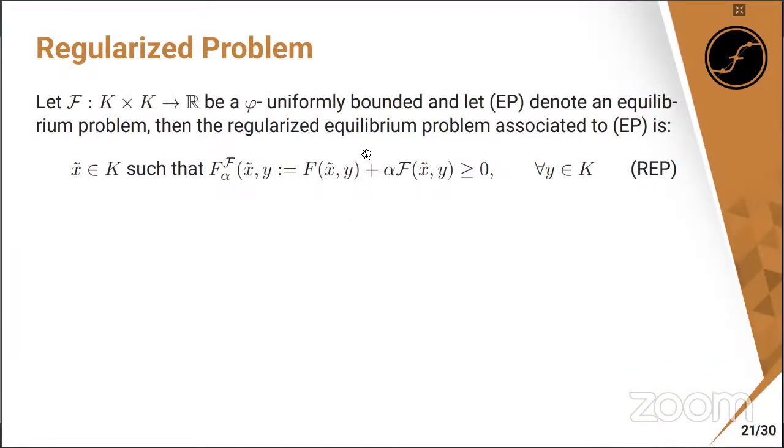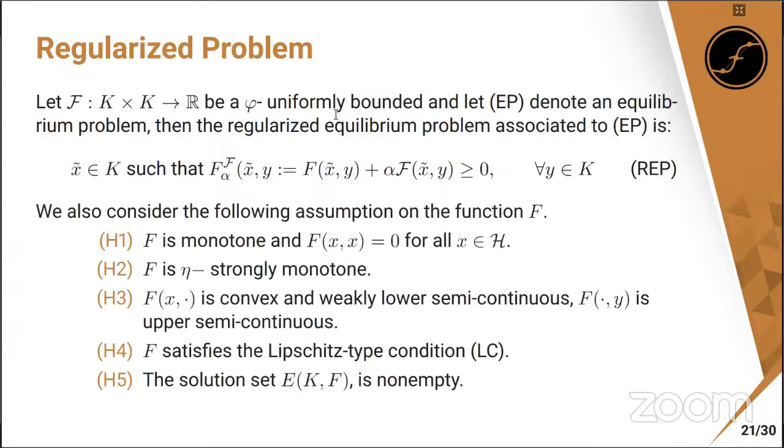Okay, so now we define the regularized problem. Here we regularize the problem by alpha and the mapping cal f, which is a uniformly bounded function, and we define the regularized problem by this relationship. And we make the following assumption on the function f.